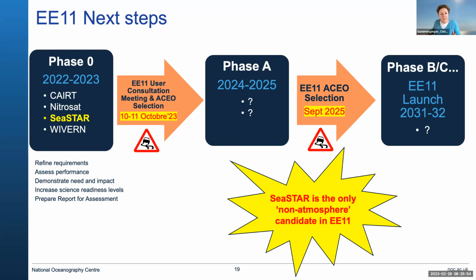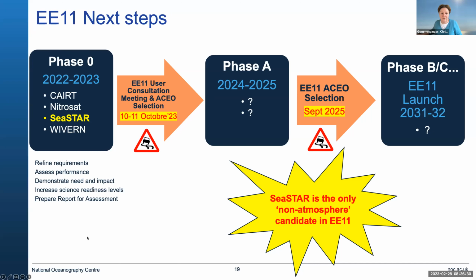The only thing that could stop us really is if we are outrageously expensive, and we don't know yet what the plan is in terms of cost. One reason we are cautiously optimistic is SEASTAR is the only non-atmosphere candidate in E11. The other three are all atmospheric missions, if you like. SEASTAR is the only ocean mission. So hopefully this means that we're in a good place, and we have a good chance. And after that, well, who knows what will happen.